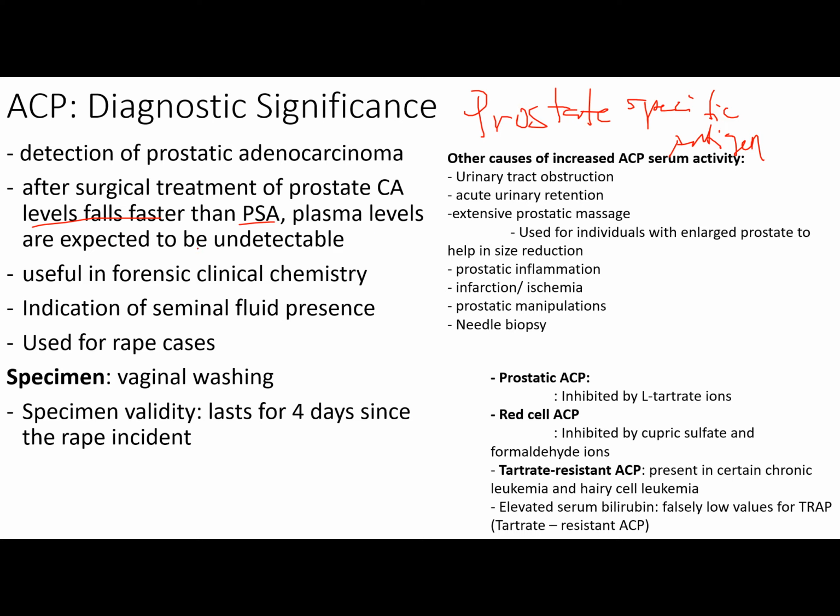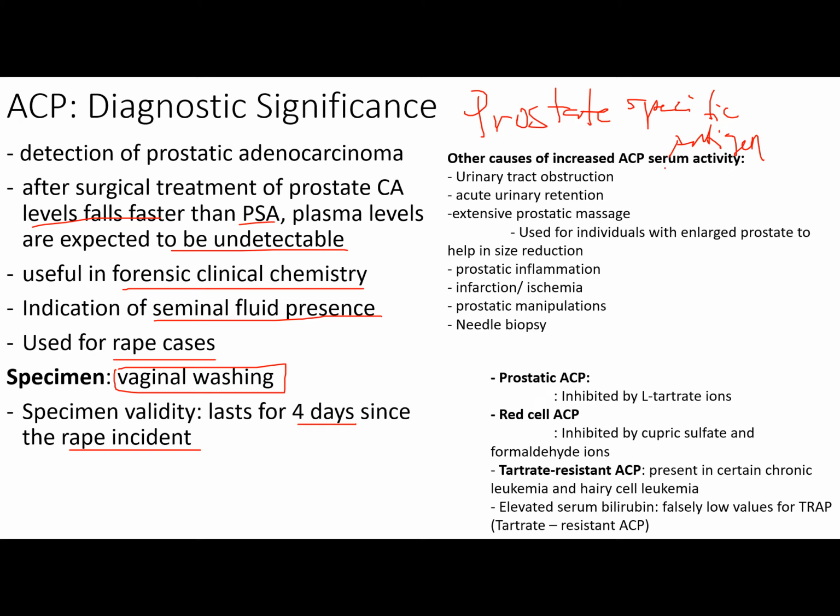Plasma levels are expected to be undetectable. Use in forensic clinical chemistry: indication of seminal fluid presence, usually used for rape cases. Specimen used is vaginal washing. So in the vaginal washing, if there is at least 50 international units per liter of ACP, seminal fluid is suspected and the patient could have been raped. Specimen validity would last for 4 days since the rape incident.